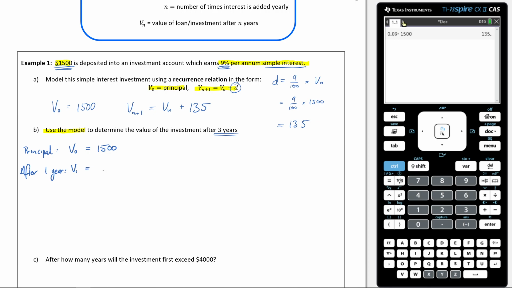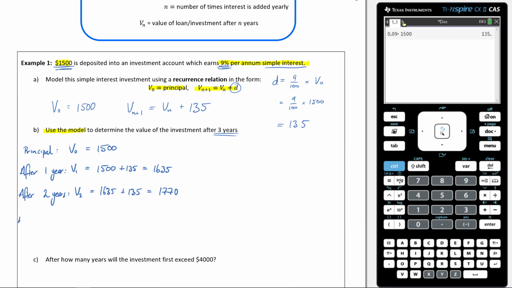To figure this out, remember, I actually have to show it. I'm taking 1,500 and I'm plussing 135 onto that. You can use your calculator here, or you could just say that's 1,635. And then you're going to say, all right, what's happening after 2 years? That's going to be V of 2. To figure that out, I take this number here, 1,635, and I add on 135. Remember, what you're adding on is constant. It's always going to be 135. So it'll be 1,770.